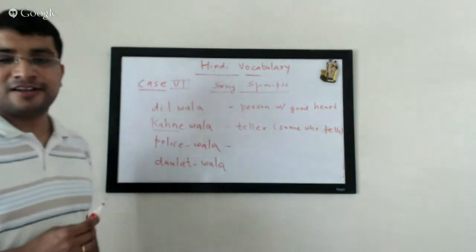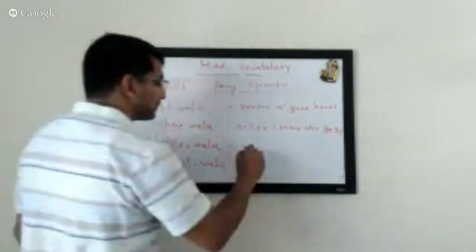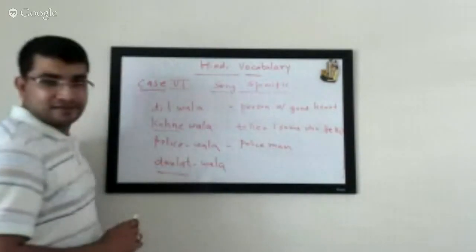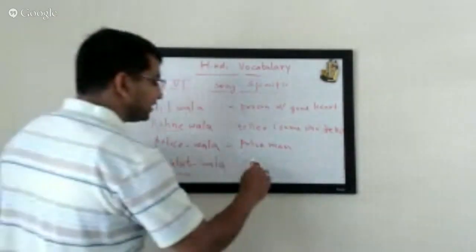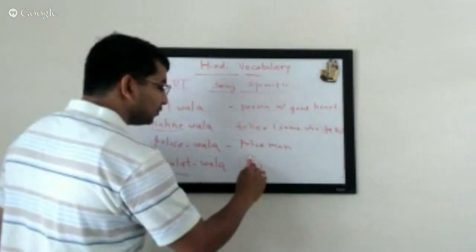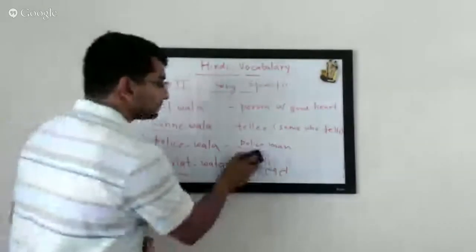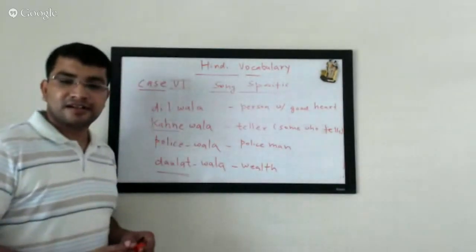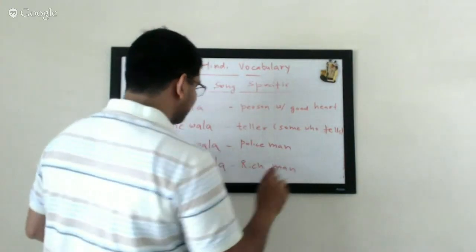Police wala. Let's see if you got it. Police is a profession, and police wala would be policeman. Very good, policeman. Daulat, daulat. If you don't know the word, it's spelled with the o, then la, and then the t. Daulat means wealth, and when you say daulat wala, it means rich man. Very good. A rich man, right? Daulat wala.